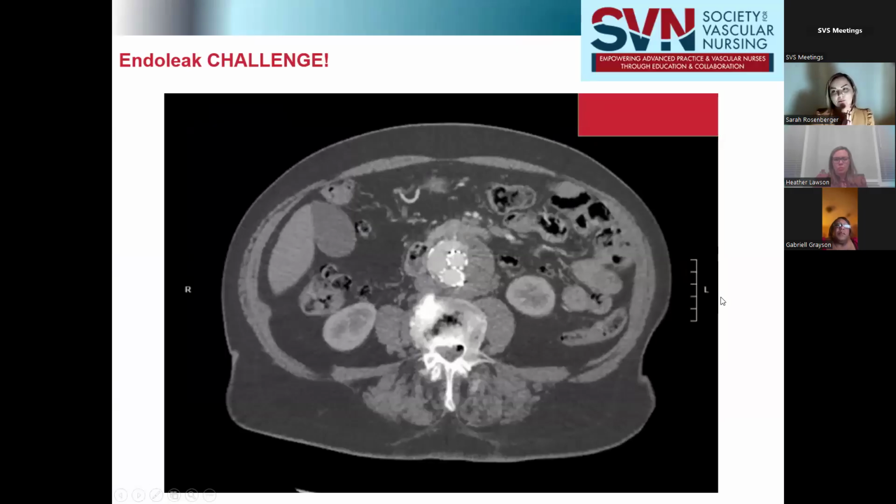Okay, so I have one more case study to share with you, and hopefully this is going to get a little bit of audience participation. I want you guys to watch this CT scan and tell me what you think. What type of endoleak do we have? And here's the representative photo, so you can see you have your two limbs of your EVAR and contrast in the aneurysm sac.